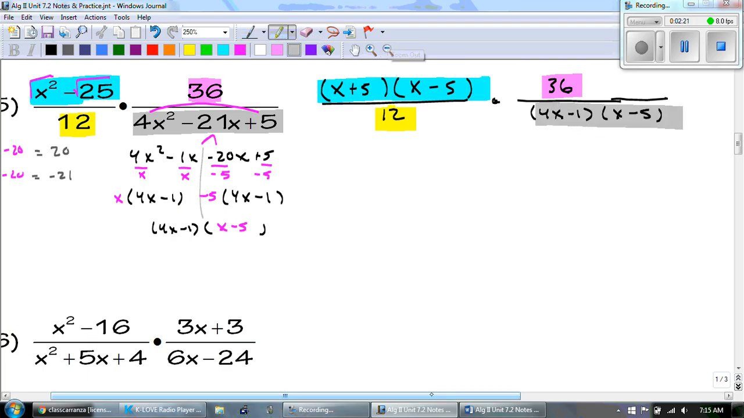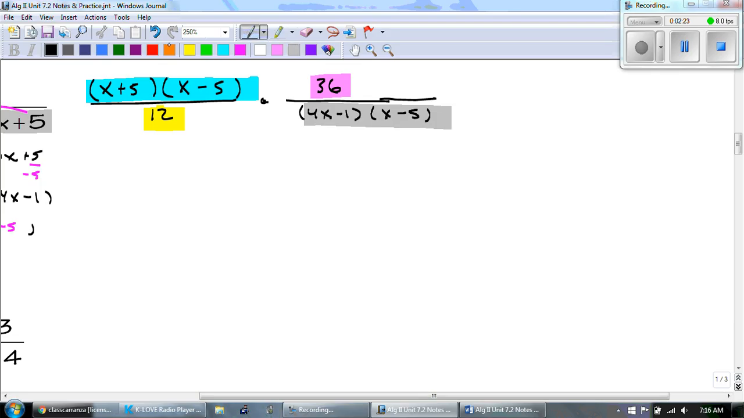And now we can start to cancel everything. So I see x minus 5 and x minus 5, those cancel. The 12 and the 36, we can divide that because 36 divided by 12 is 3. So then we have the 3. I still have the x plus 5, and then we have the 4x minus 1.